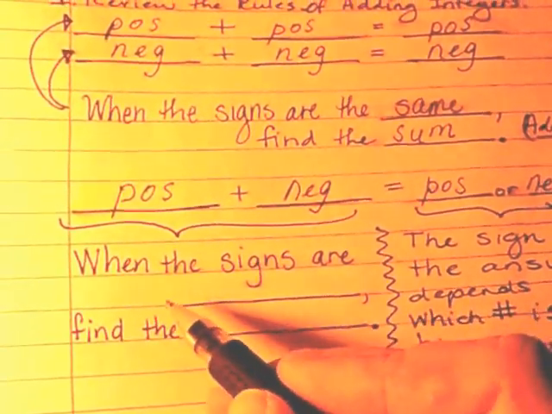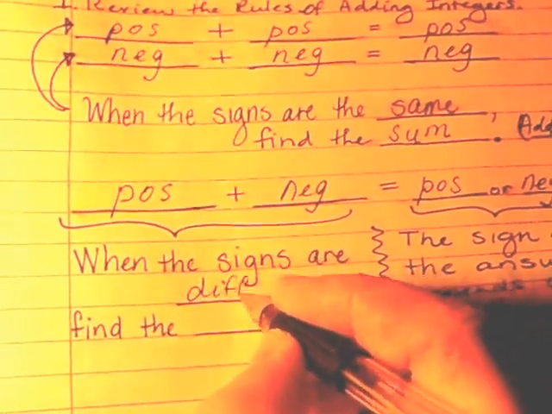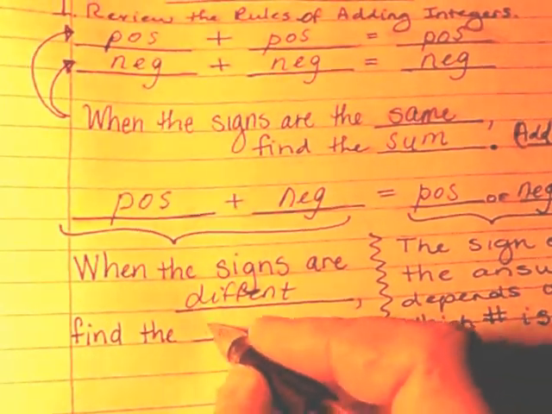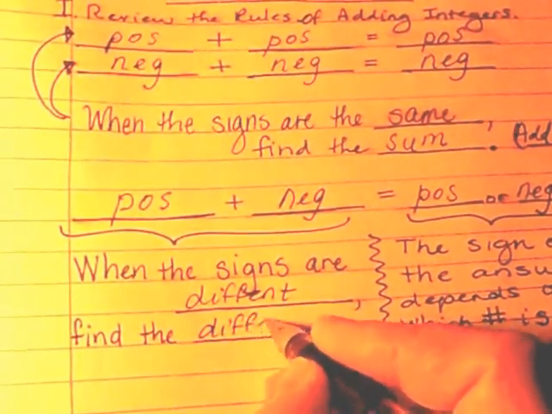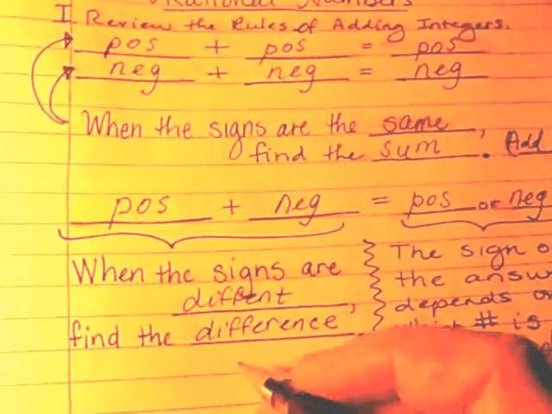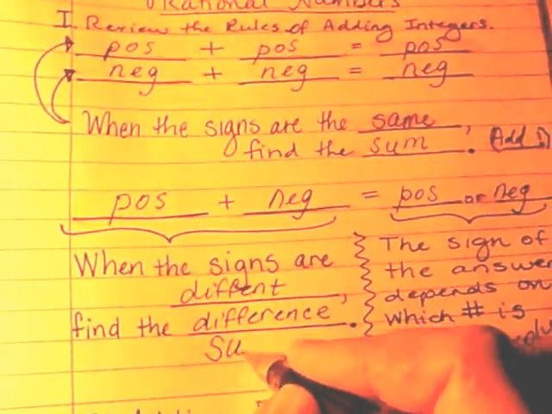So whichever one is further from 0, that's the one the answer is going to have the sign of. So when our signs are different, you're going to find the difference between them. Of course, difference signifies subtracting. So even though it's an addition problem, if our signs are different, we are going to subtract.